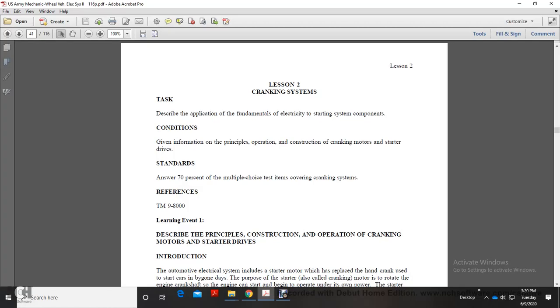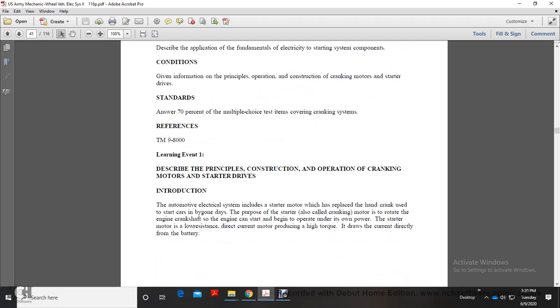Our Lesson 2, Cranking System Task. Describe the application fundamentals of electricity with the starting system components, to give you the information on principle, operation, construction, and cranking mode of the starter drives. Lesson standard references TM9 8000. Learning Event 1. Describe the principle of the construction and operation of the cranking mode of the starter drive.